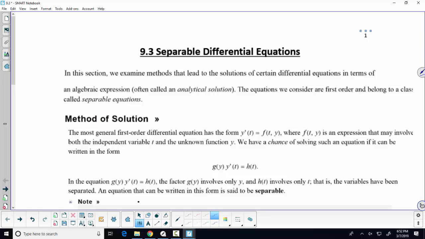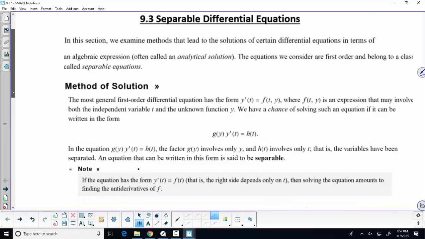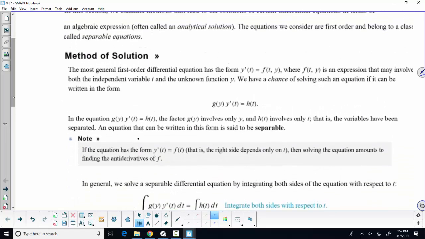Okay, so 9.3, we're looking at separable differential equations. Separable means we can separate either side of the equation so that we have the same variables on either side, respectively. This is the generic format. The form of the differential equation is y prime of t equals f of t, y. But what we mean by f of t, y is that it could be an expression or a function of t, it could be a function of y, or both. The idea is that this f of t, y is constructed such that we can separate the t from the y, and then put the y on the side of y prime.